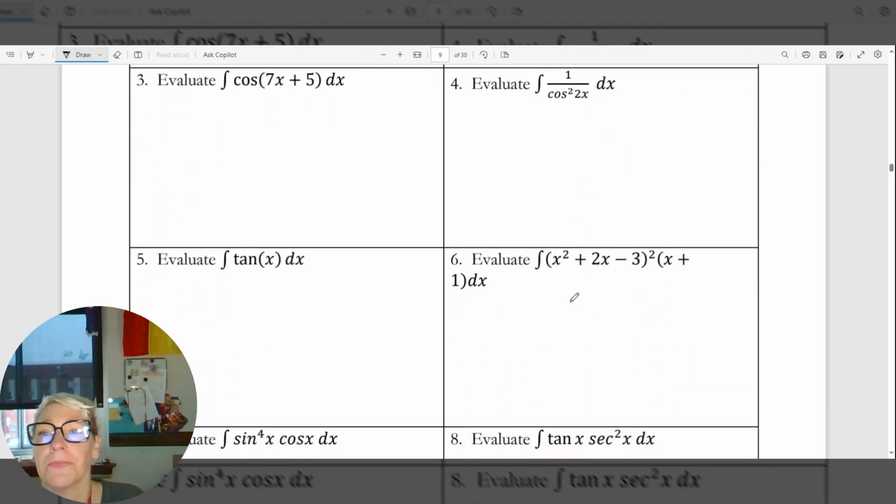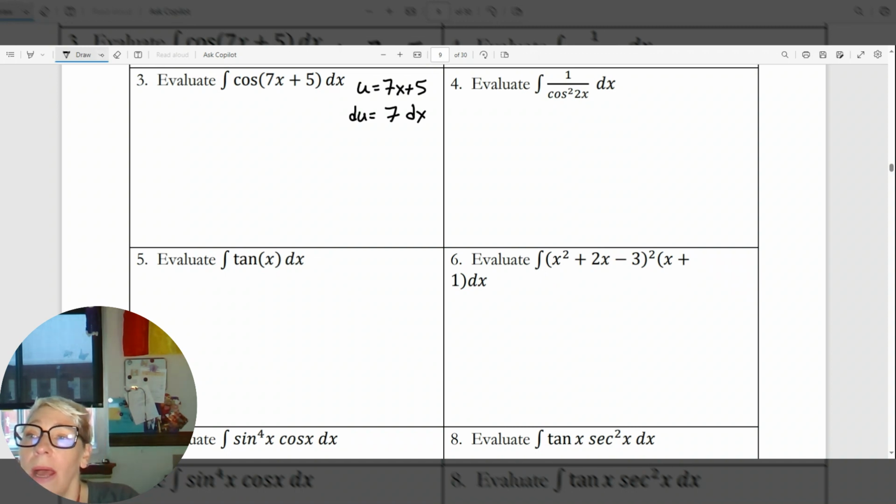Number 3. We have two functions. We have the cosine of something, and then we have the something. What's inside is the angle 7x plus 5. So that's what I'm going to call my u. Now I need the derivative of that u. The derivative of 7x plus 5 is 7, but that is a derivative with respect to x.